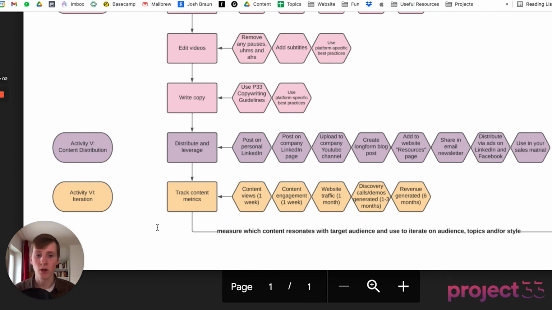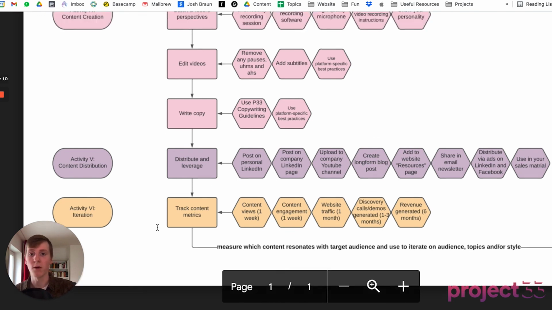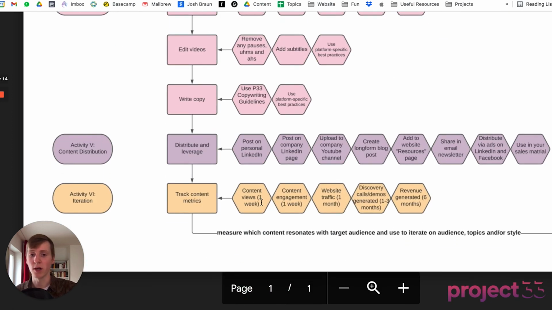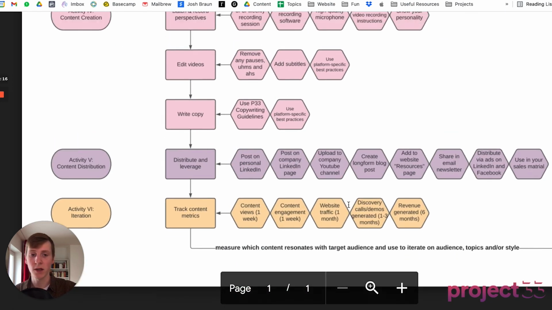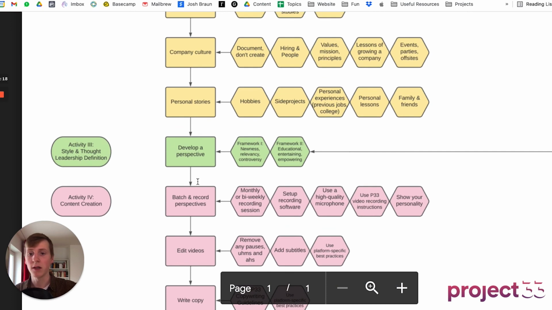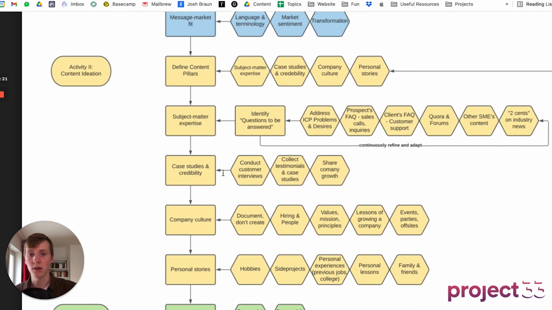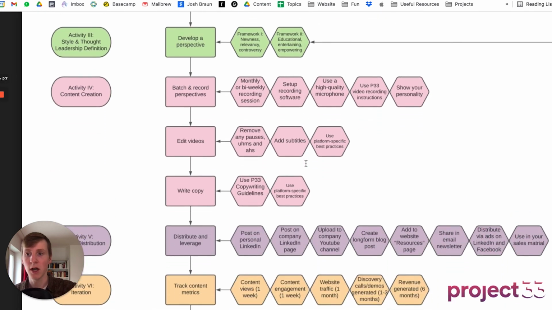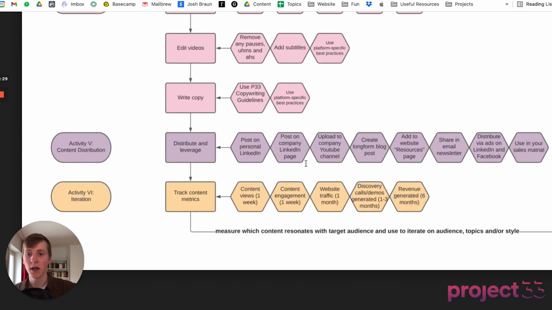So we make sure that we pay attention to what resonates, do more of what works, do less of what didn't work. So it's not just a blind effort hoping that we kind of came up with the right things here in the beginning, but it's also a constant iteration loop where if something doesn't resonate, it might mean that we need to develop a different perspective, that we need to come up with some new different topics, that we need to make some adjustments to the target audience definition here, but all of that happens in the iteration loop.